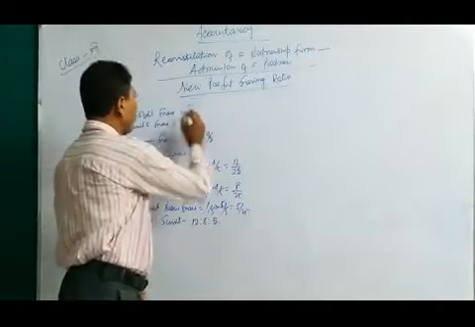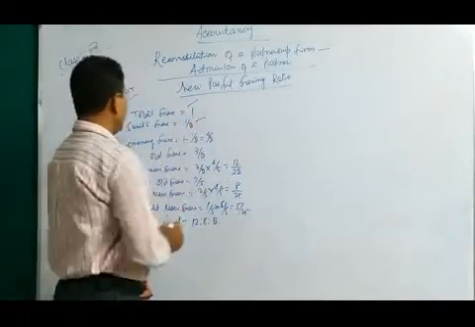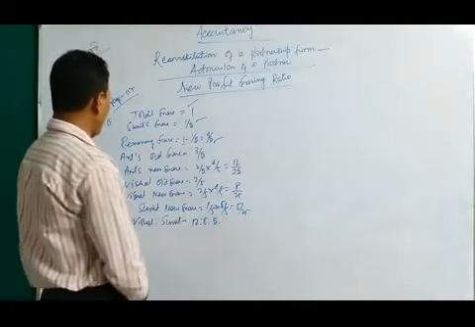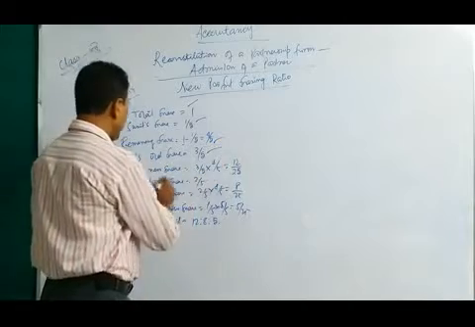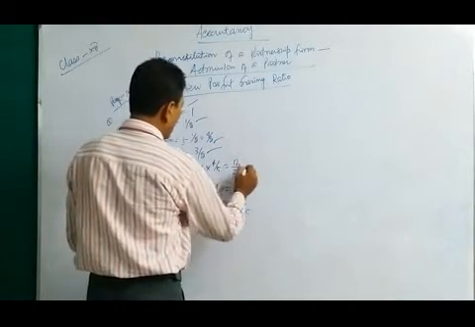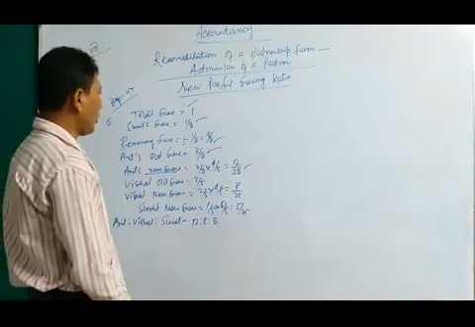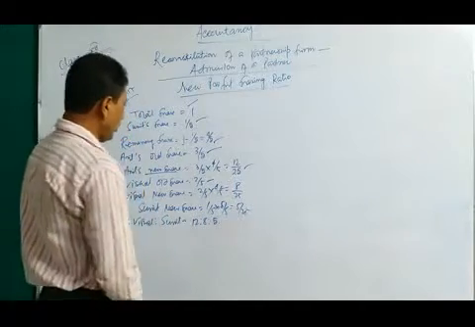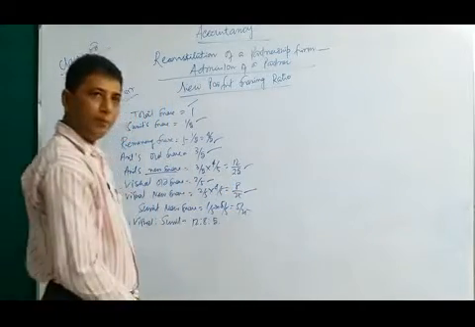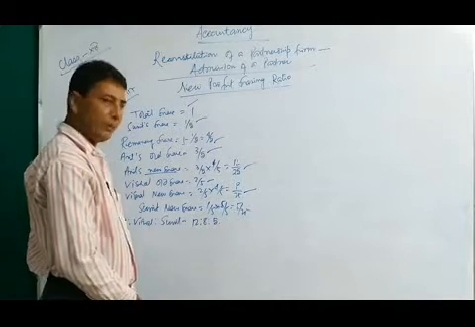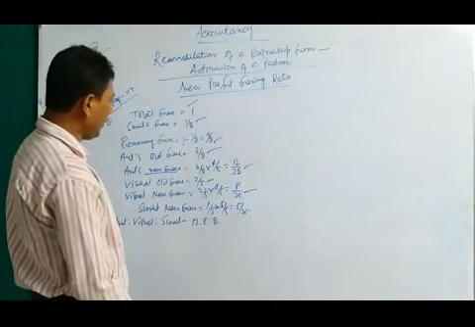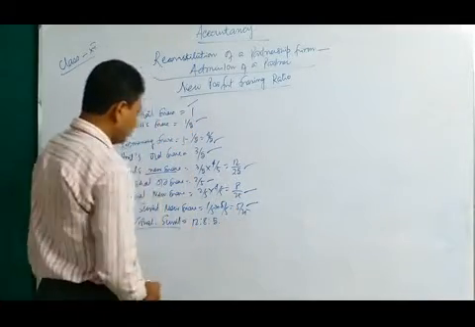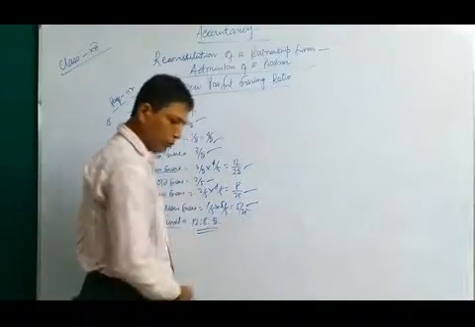So how do we calculate the new profit sharing ratio? Total share at first is 1. Sumit's share is 1/5. The remaining share is 1 minus 1/5, which is 4/5. Anil's old share is 3/5, so his new share is 3/5 into 4/5, 12/25. Vishal's old share is 2/5, so his new share is 2/5 into 4/5, 8/25. Sumit's new share is 1/5 into 5/5, 5/25. So Anil, Vishal and Sumit is 12 is to 8 is to 5.